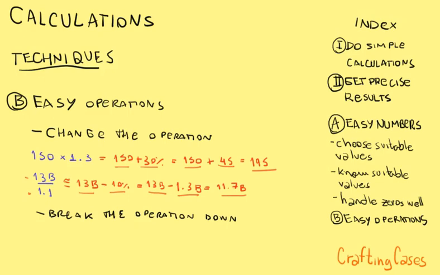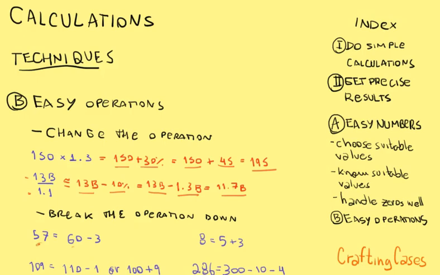Now, let's go over breaking your operation down. Usually, this means turning a number into a combination of 2 or more in a simple operation. A few examples of this first step will make this more clear. You can turn 57 into 60 minus 3. You can turn 109 into either 110 minus 1 or 100 plus 9. You can turn 8 into 5 plus 3, and you can turn 286 into 300 minus 10 minus 4.